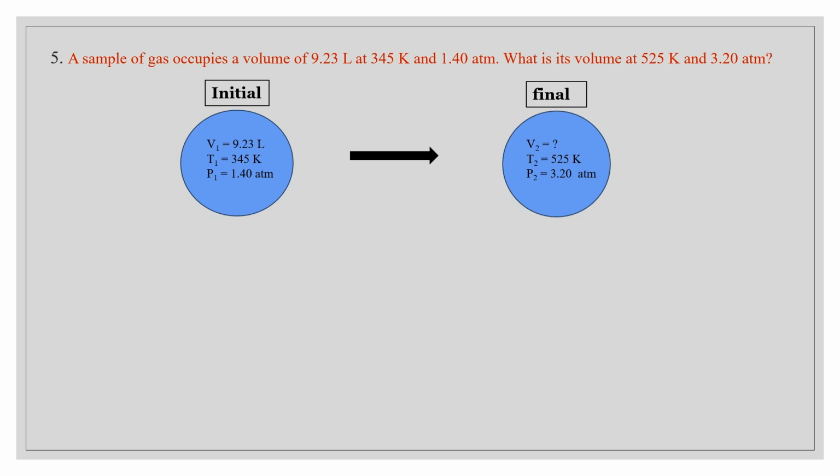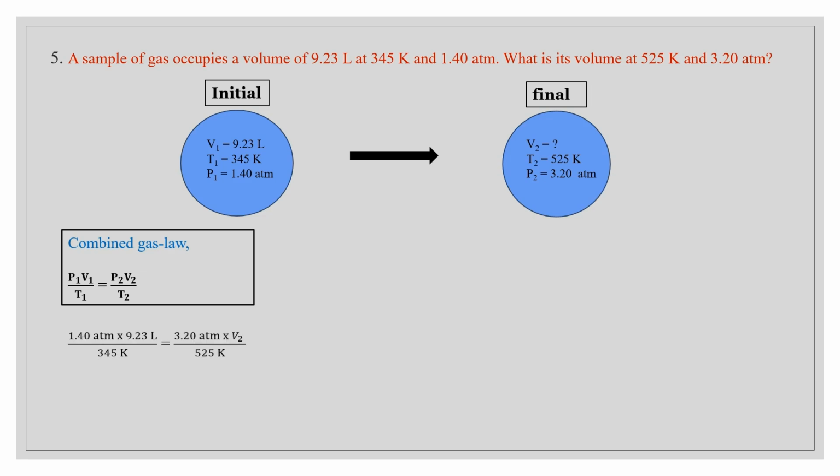Now if you look at the parameters given, volume, temperature, and pressure, that is the combined gas law, and we need to calculate V2. So let's apply the values to the combined gas law. Then you can calculate V2. It is equal to 6.14 liters.